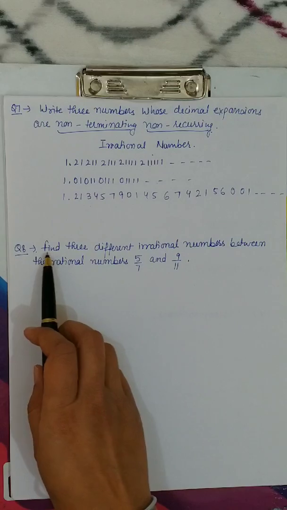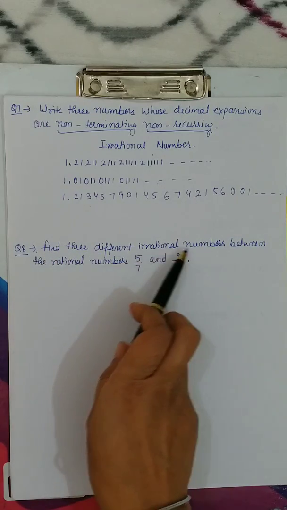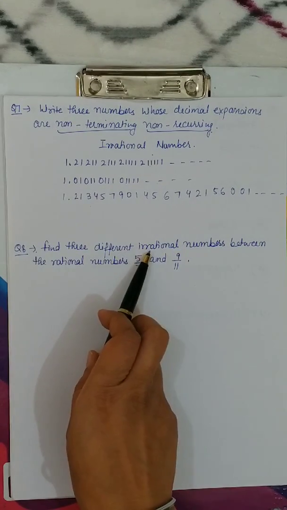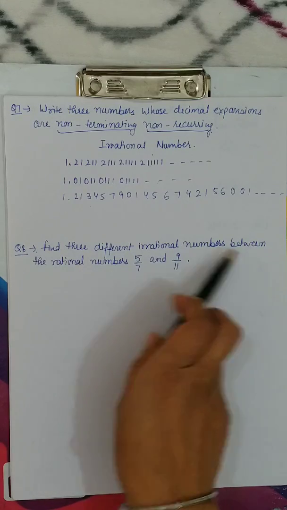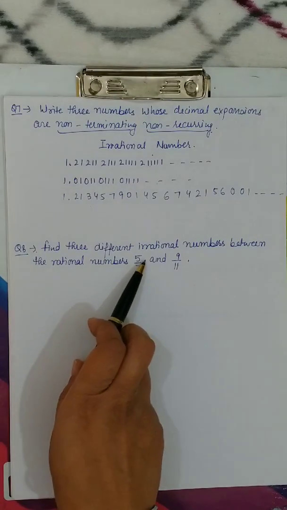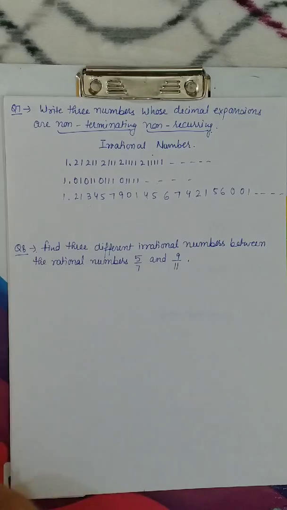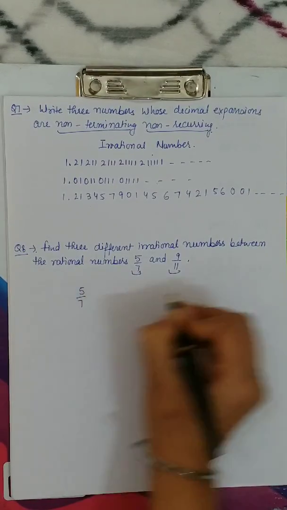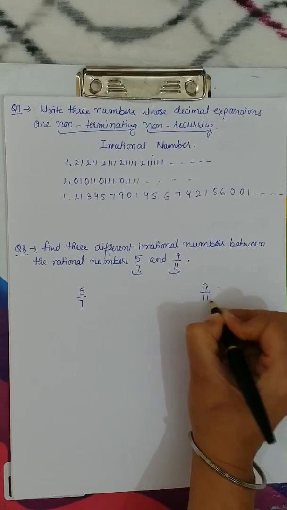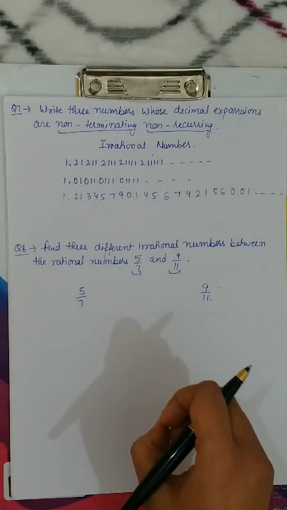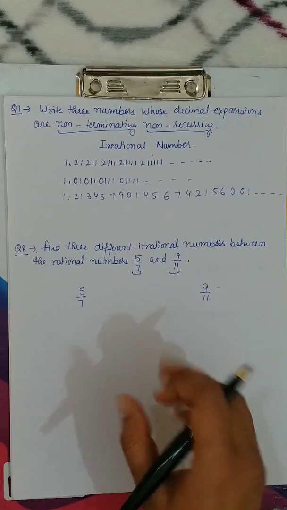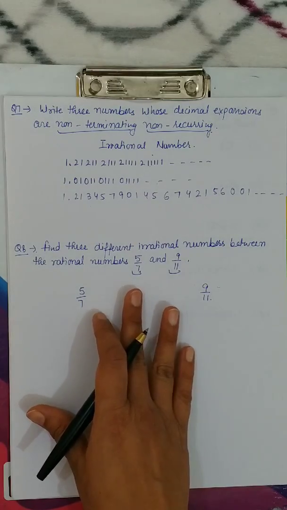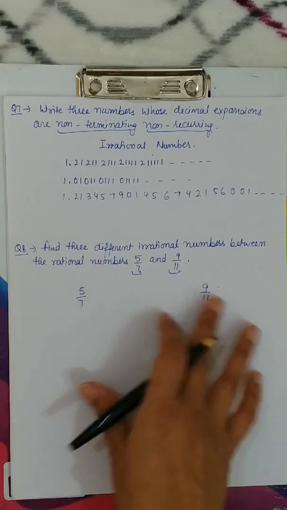Good question. Find different irrational numbers between the rational numbers 5 by 7 and 9 by 11. We are having two rational numbers, 5 by 7, 9 by 11. And what we have to find out? We have to find out three different irrational numbers between them.